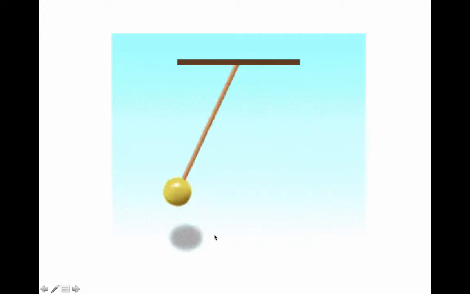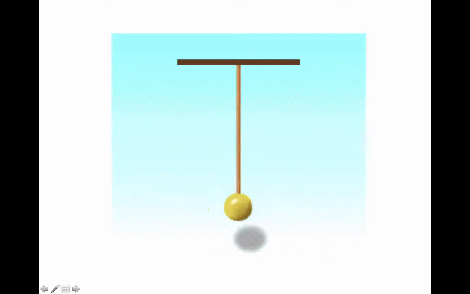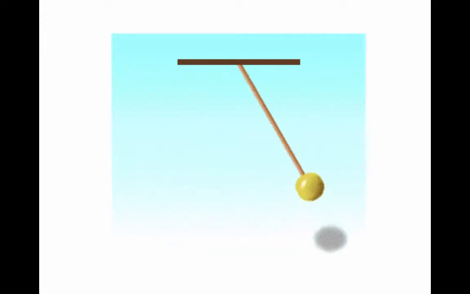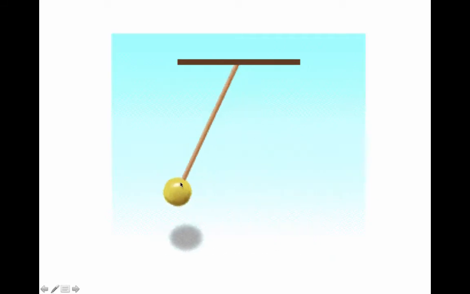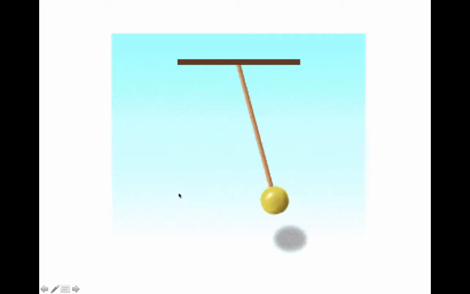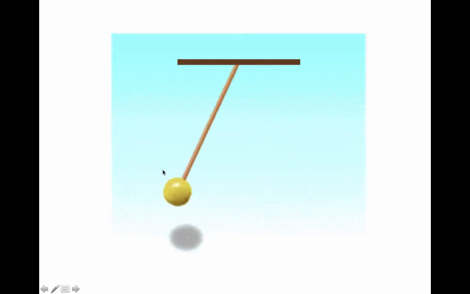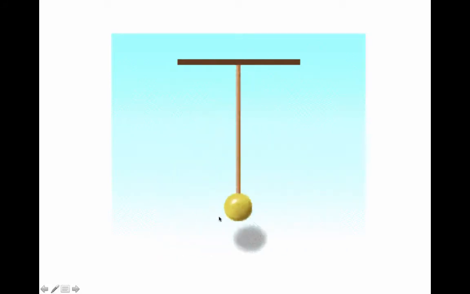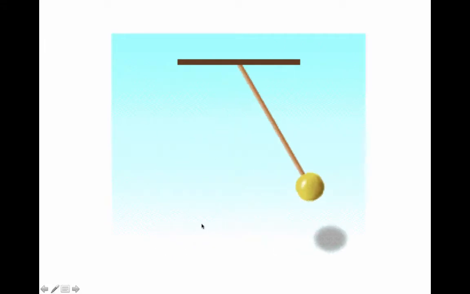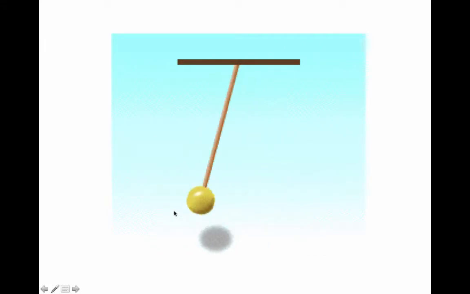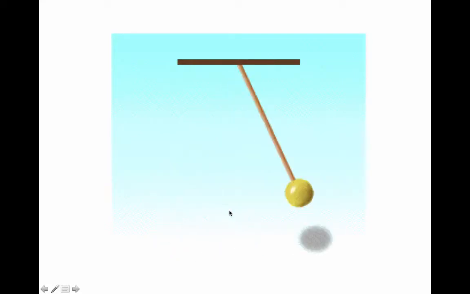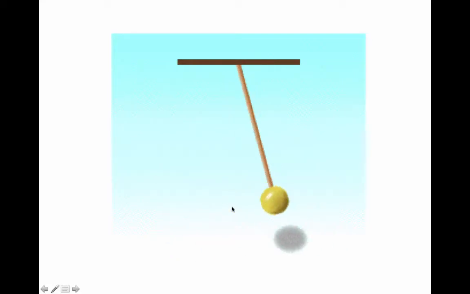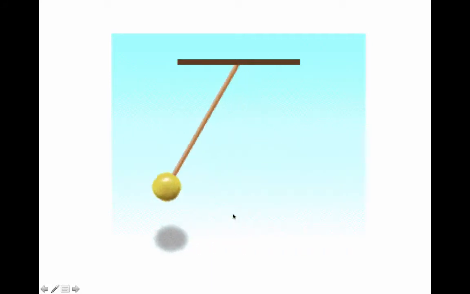Now we can also say something about the potential energy of this pendulum. Gravitational potential energy depends on the position, so the position from the Earth. So where is the pendulum the highest? At the top, at these peaks. Where is the pendulum the lowest? Down here at the bottom. So where is the potential energy going to be the maximum? Up here at the top, where it's the furthest from the ground. And where is it going to be a minimum? Down here at the bottom, where it's closest to the ground.